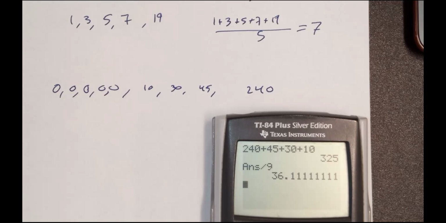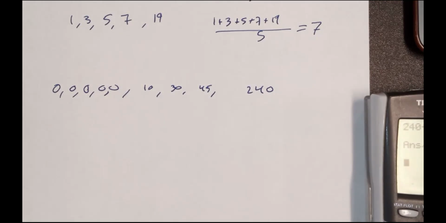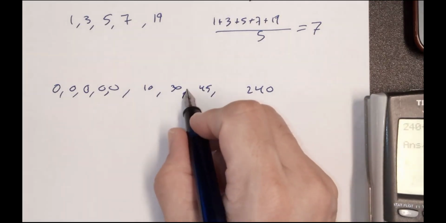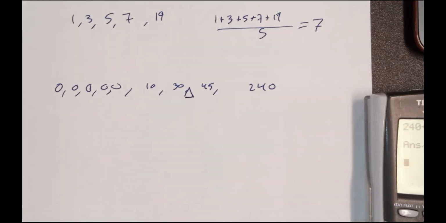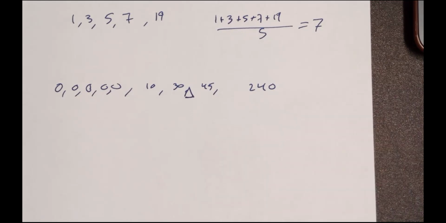So if I were to lay these dots out on a line, we'd have 5 dots at 0, a dot at 10, a dot at 30, a dot at 45, and a dot way out there at 240. And in order to balance that on my fingertip, I need to put my balance point here. Is that a good description of middle? Not really. But it is, in a very good sense, a description of balance.